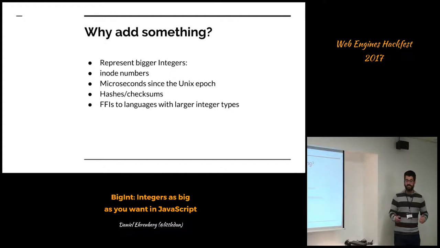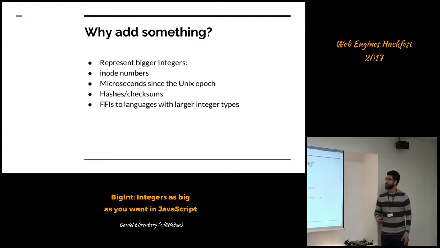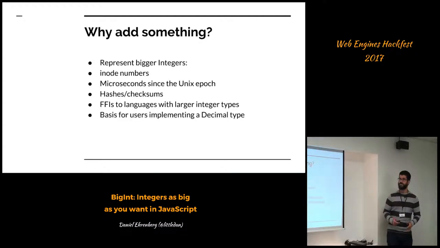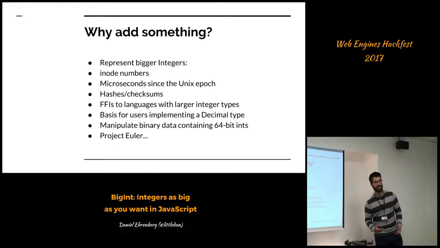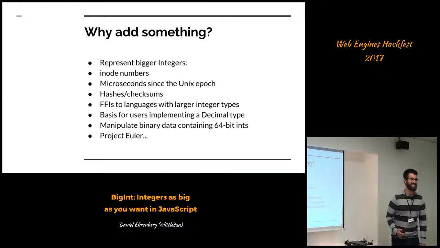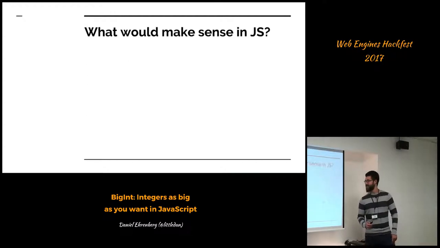There's also the WebAssembly heap, which has 64-bit values on it, and you can generally read or write elements of the heap unless they're that big. BigInt could be used as a basis for implementing a decimal data type, for example, to store money values. There's also lots of binary data formats that come up with 64-bit integers in them. This comes up in network protocols or file system formats. And if you're solving a Project Euler problem, it's much easier if you have BigInt as a basic data type.